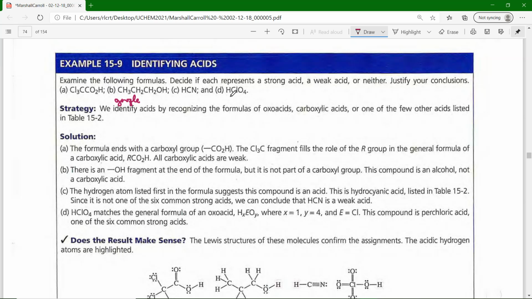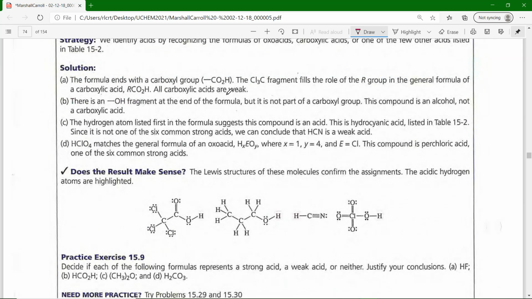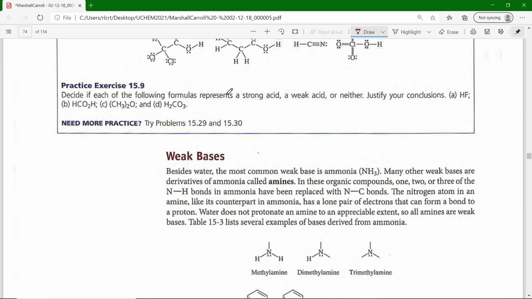HCN, we know that's a weak acid, and HClO4 is a strong acid. HF is a weak acid. Formic acid is weak. There's an ether. Now this one I can say for sure is not going to be an acid, because in an ether you have CH3 and another CH3 bonded to an oxygen, so you don't have any hydrogens bonded to oxygen, so that won't be an acid. H2CO3, that's an example of a weak acid.